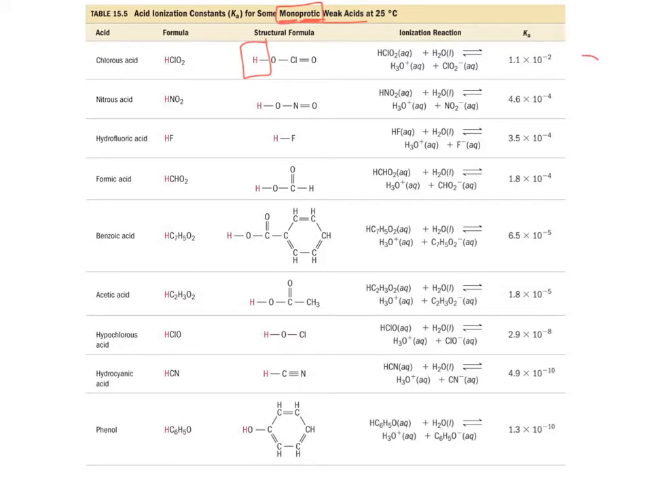Notice that all of these Kas have values with negative exponents. So the smaller that value of the negative exponent, the larger the Ka. The smallest Ka is down here, so this is a very weak acid. Compared to this one up here, it's not as weak.